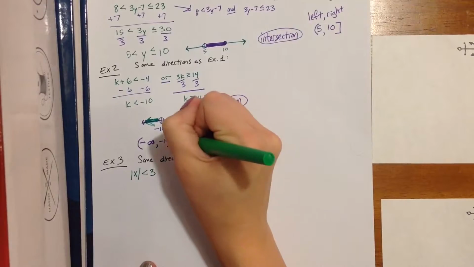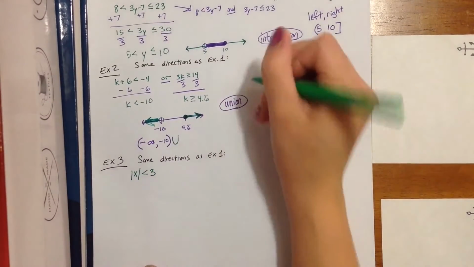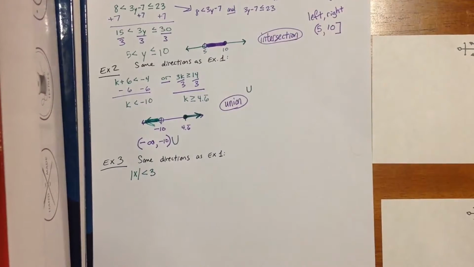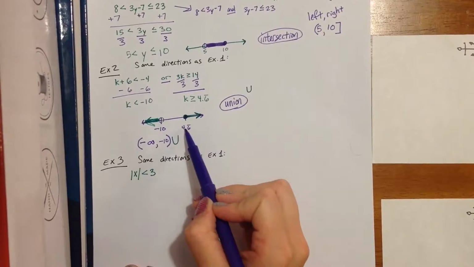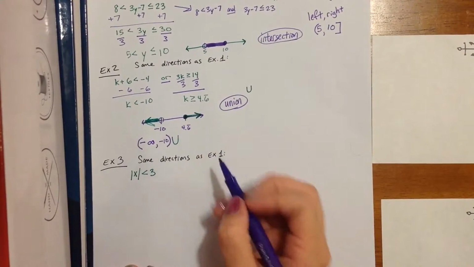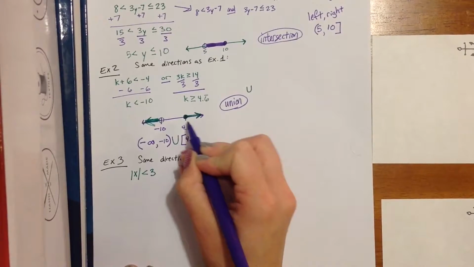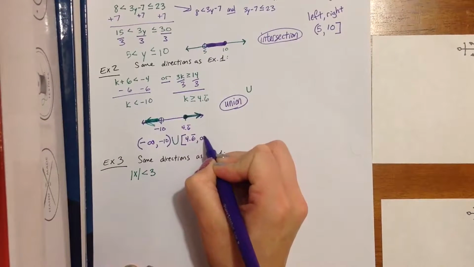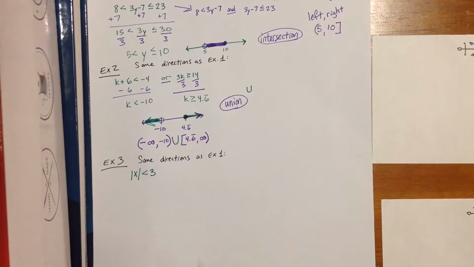With that, we're going to use a U, which means union, U for union. We are going to connect to that the other branch here. I am allowed to start at 4.6. 4.6 is a valid answer. So I have a bracket at 4.6 repeating. I go all the way up to positive infinity, more of a concept than a number location, therefore we use a parenthesis. So that is my interval notation.